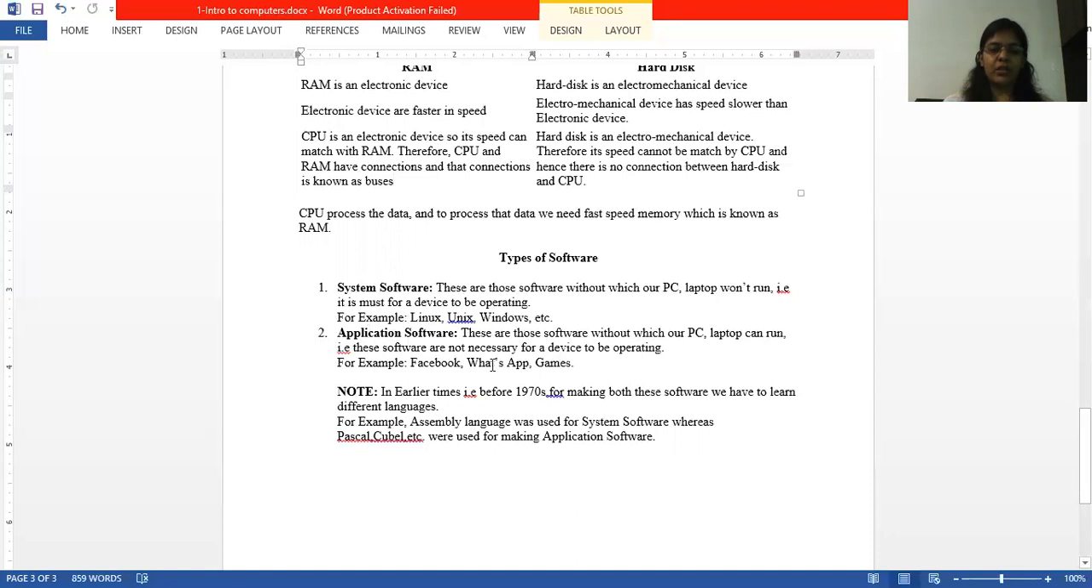Now next is application software. We can understand this term by working on our PC. Without the help of application software, our PC can still run and be operated. These are software that are not necessary for a device to operate. For example, we use an application for Facebook or WhatsApp or games. Without these, our PC can run and be operated. So this is the basic difference between application software and system software.